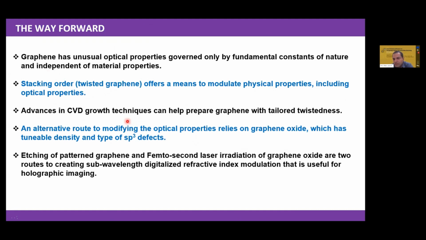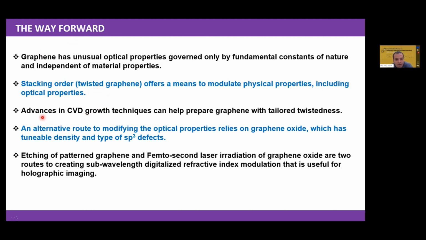For most systems, the optical properties possess some material parameter, which should appear in the transmission or reflection, but this optical property is completely given by only fundamental constants of nature, that is the fine structure constant, independent of material properties. But despite that, there can be more methods to tune its optical properties, and stacking order is one method I discussed, how that can modulate various physical properties, thermal properties or optical properties, and so on.